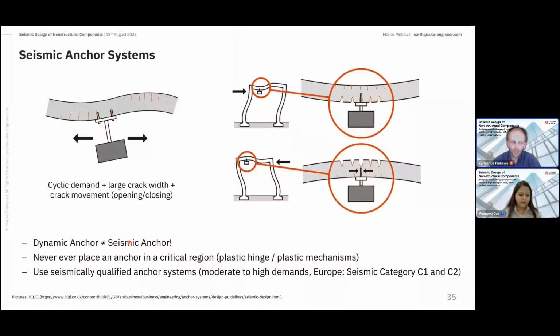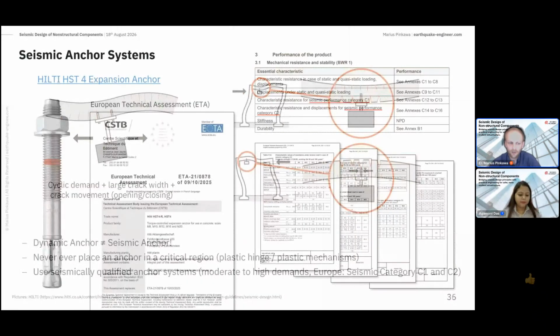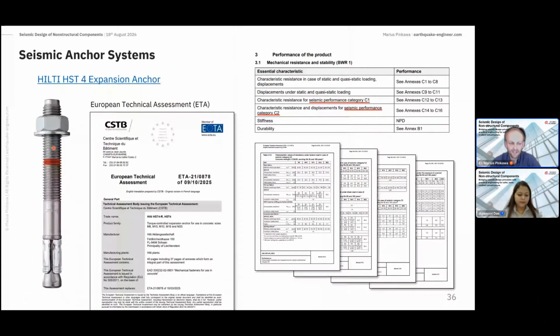which are deemed for seismic applications. So I show you one anchor. It's from Healthy, of course, because it's the host of this webinar. And this is a very good product, because never trust the promises of any manufacturer. Always look at official documents.